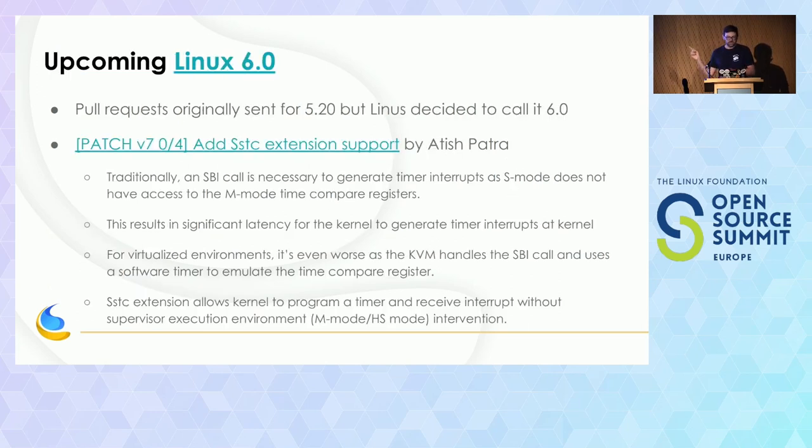And coming up in 6, which was a little confusing because the pull request said 5.20, but then 5.20 became 6.0. So these are things that will be in 6.0. One of the things here was support for an extension called SSTC. The idea here is it allows us to be more efficient in generating timer interrupts from S mode, which is where Linux is running. So this essentially improves the efficiency of using timer interrupts in Linux.